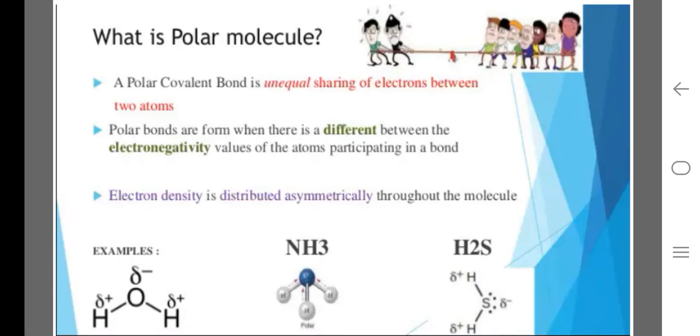Hello friends, my name is Zulkarnain and today we will discuss polar and non-polar molecules. What is a polar molecule?